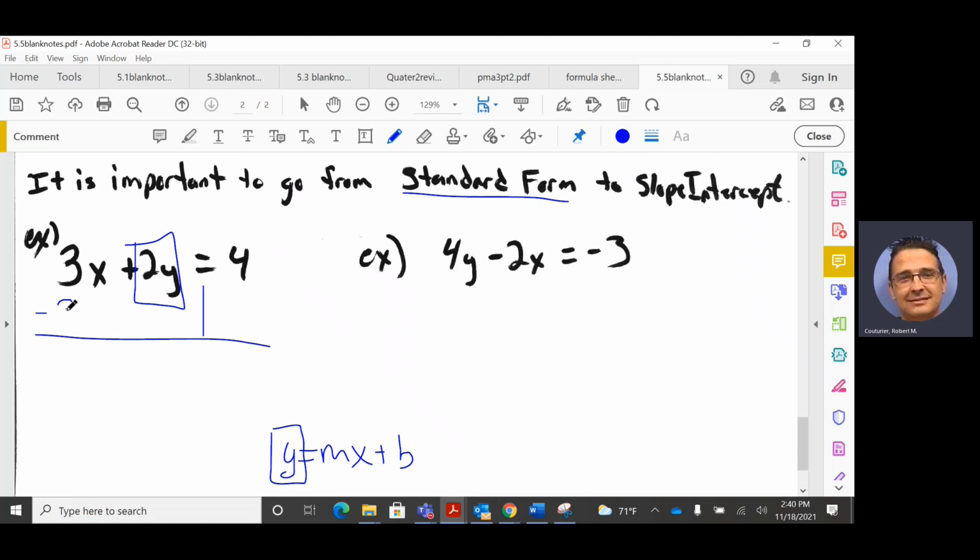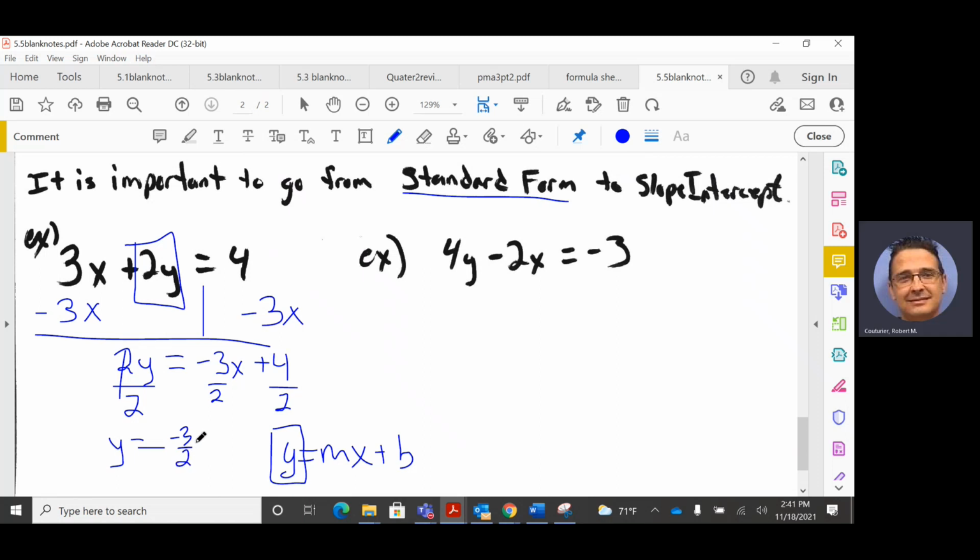I'm going to subtract 3x. Notice, these are not like terms. I cannot combine them. Just rewrite. I have 2y is equal to -3x plus 4. Oh, this is starting to look more like our slope-intercept form. I just need to get rid of the 2. I'll divide each piece by 2, and I reduce. These cancel, leaving me with a y. This is already reduced, so the slope is -3/2.